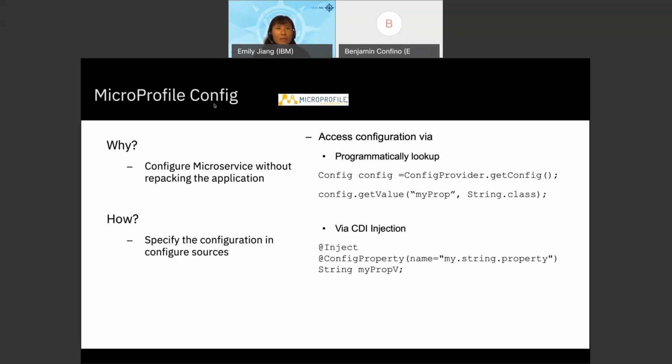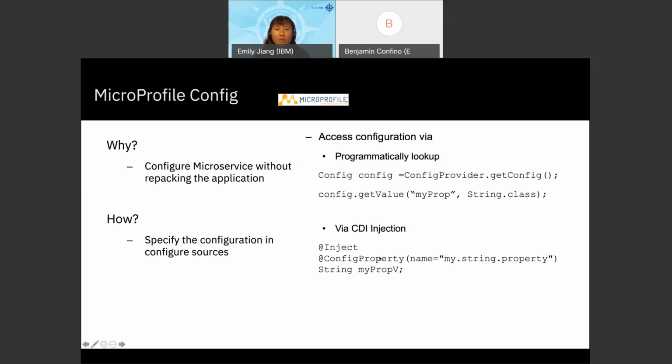So the config property value is specified in the config source, which is external to your microservice, and then you can use the API like ConfigProvider or getConfig, and then getValue to look up a specific config property.